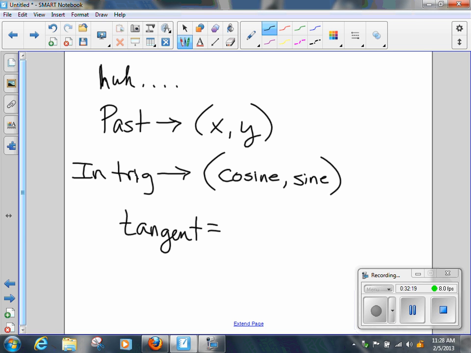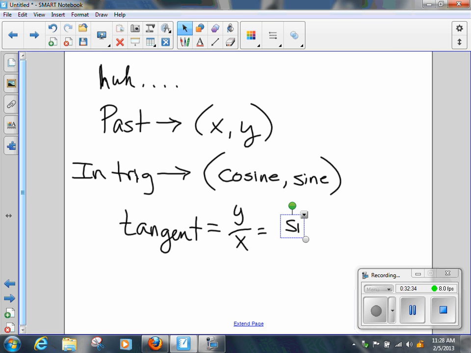Tangent. All right, Easter's already said it's y over x. But we can't think y over x, Easter. What do we got to think? Can't think x's and y's. Sine over cosine. Okay, you've got to think sine over cosine.